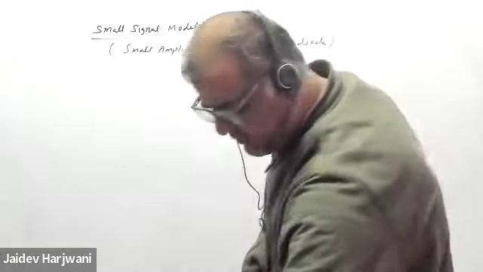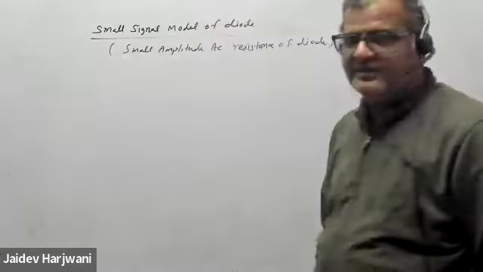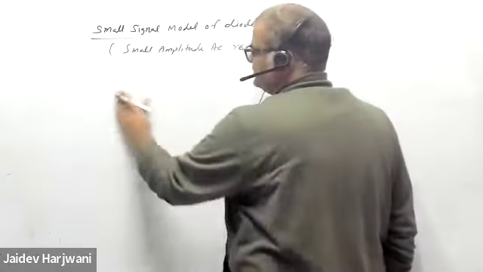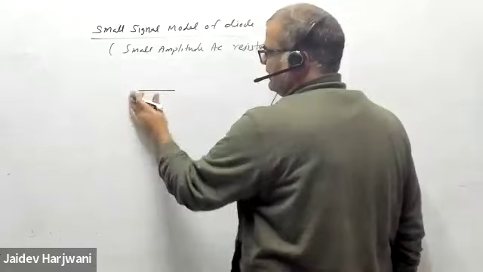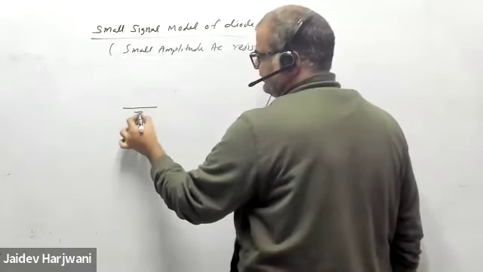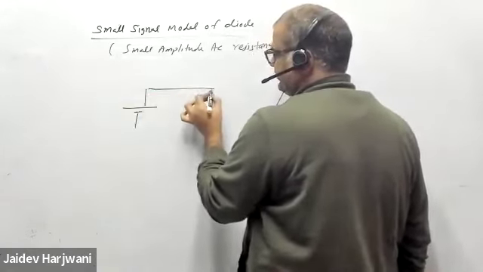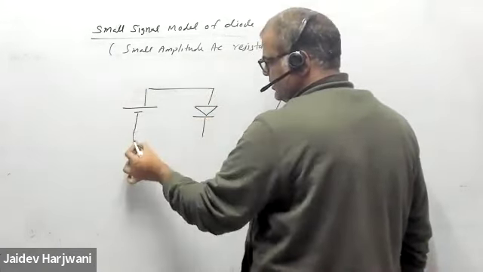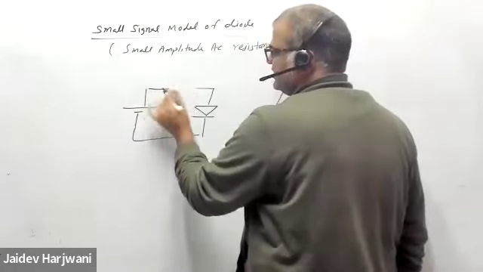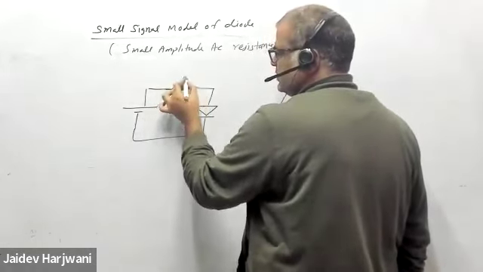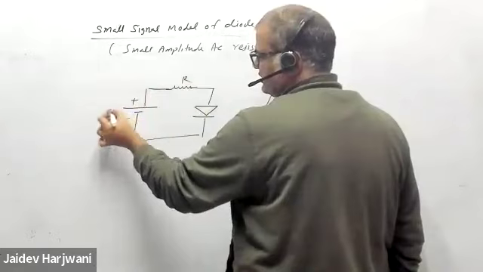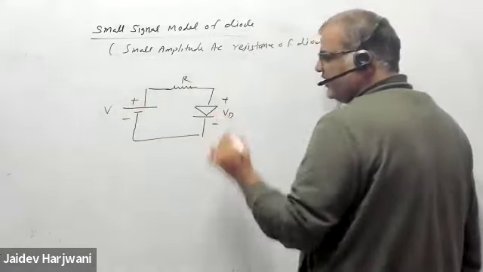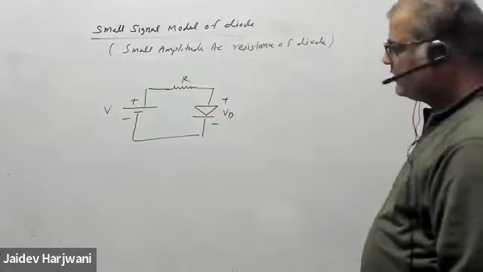Now how will a diode behave for an AC signal? First let us see what happens with DC. Say I am applying a diode here. The diode has some resistance. I'm applying some voltage, say V. Here the voltage drop is some VD. I don't know how much VD is there.